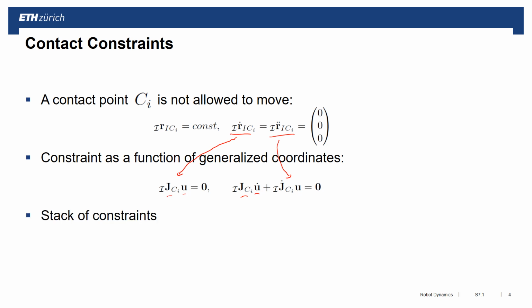We can then stack these constraints. Assume that we have multiple points that are in contact with the environment. We can simply stack them as we did before. We have a stacked contact Jacobian, which just has all the individual contact points in there, and we know that this Jacobian times u must be 0.